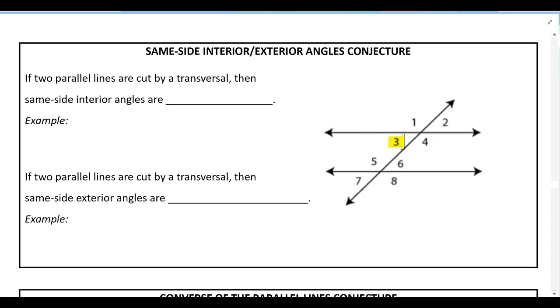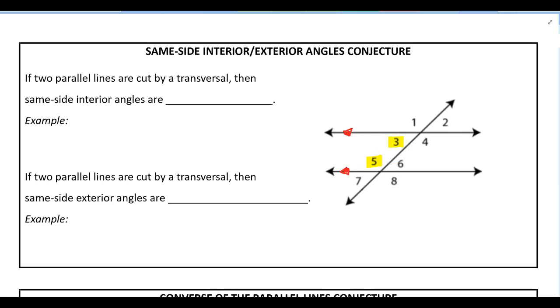Here's angle 3, which is acute, and here's angle 5, which is obtuse. There's no way for these two to be equal to each other, but it looks like they may add up to 180, which would make them supplementary. And in fact, if our two lines are parallel, so let's put some parallel line markers in there, then same side interior angles are going to add up to 180 or be supplementary.